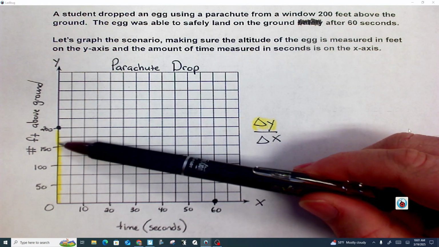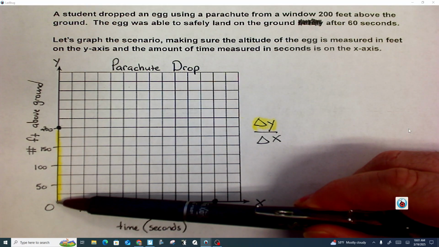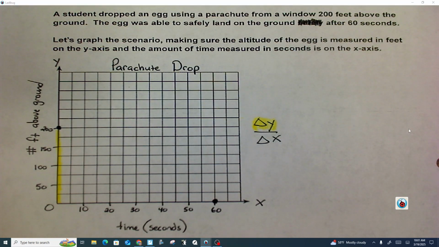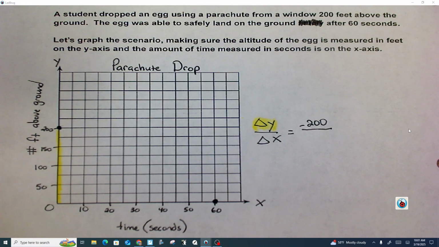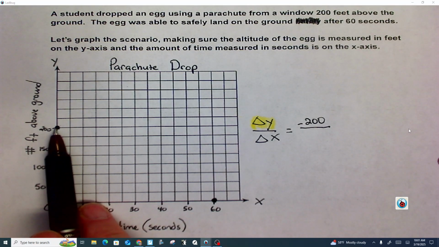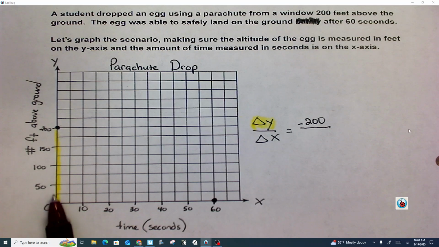Our egg is going to fall 200 feet down over a certain amount of time. So our change is not 200. Because it's going down, it's actually minus 200 or negative 200. And that's a very important part, putting that negative there, because we're saying that we're going down. Our negative numbers make us go down, right? Now, what is our change of x? Well, to get from here all the way out here to the only other point that we have at this point, it's going to be a change of 60 seconds.